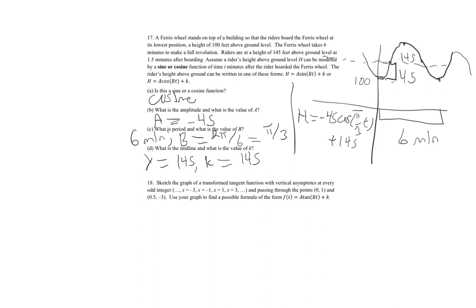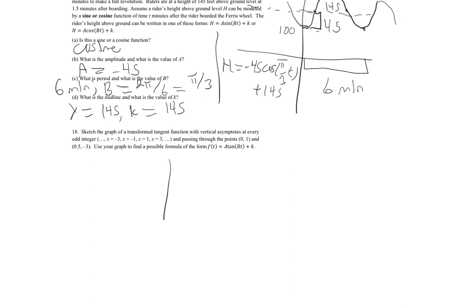Great, okay, 18. We want to sketch the graph of a transformed tangent function with vertical asymptotes at every odd integer and passing through the points 0, 1 and 0.5, negative 3. We want to use our graph to find a possible formula of the form f of t is a tangent of bt plus k.